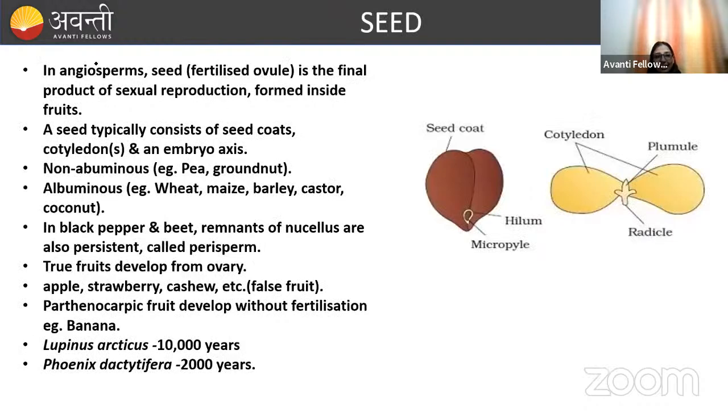Next one is seed. Mature ovule or the fertilized ovule is known as seed. It is the final product of sexual reproduction and it is formed inside the fruit.